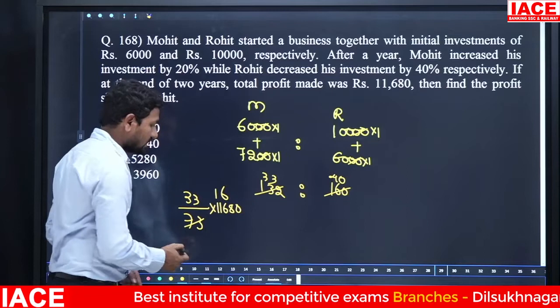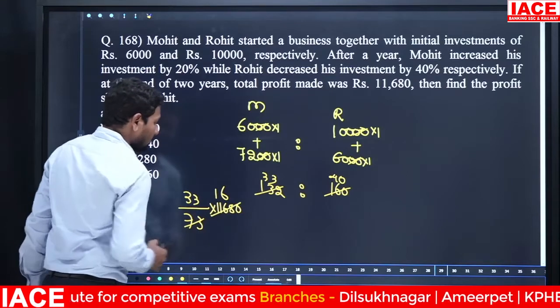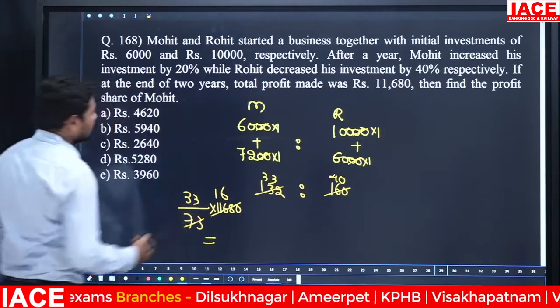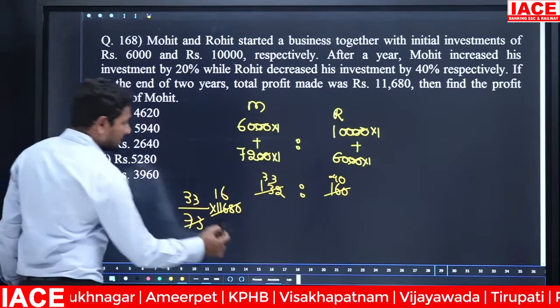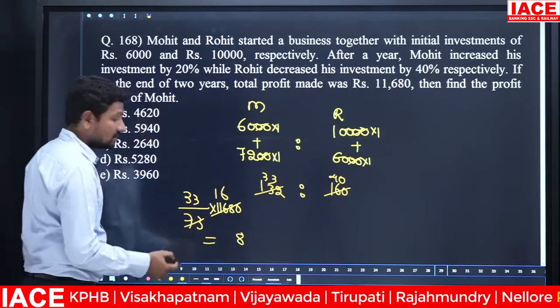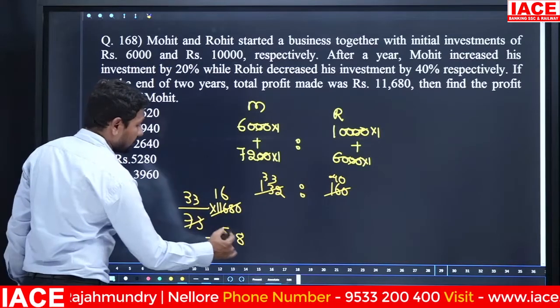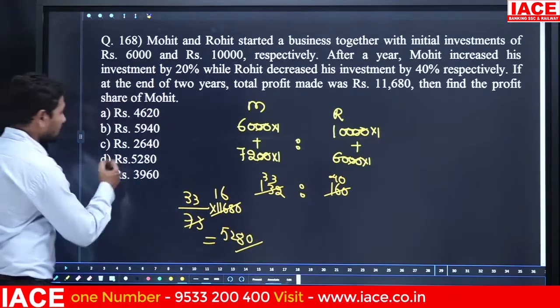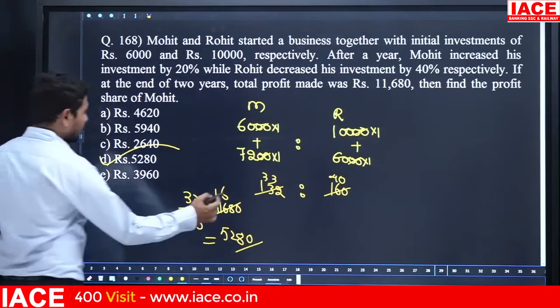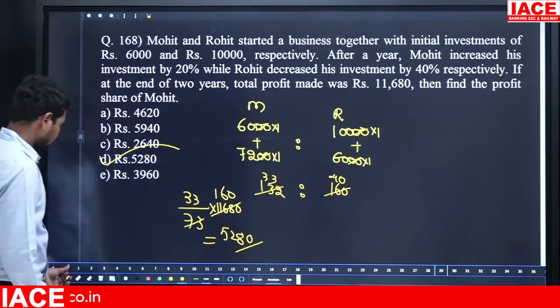6 times. Then here the 16 3s is, what is the value? 16 3s is 48 and carry forward is 4. 16 3s are 48 plus 4 is equal to 5280. 5280 means option D here.